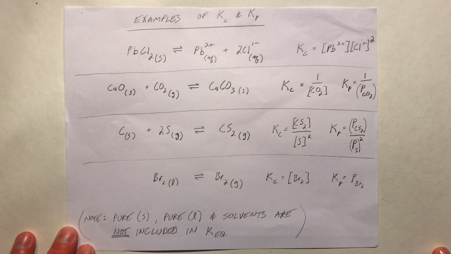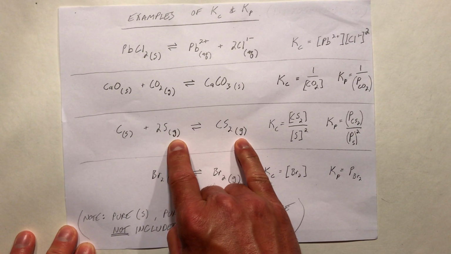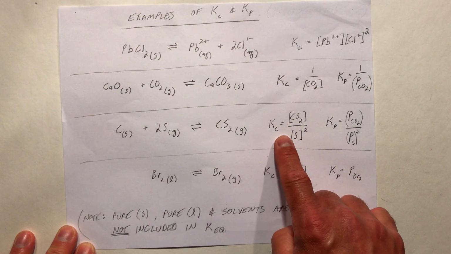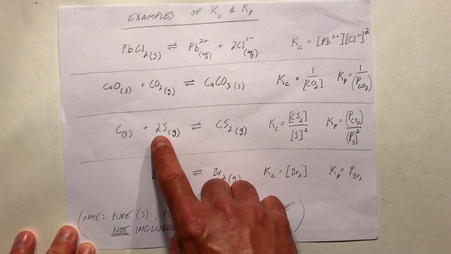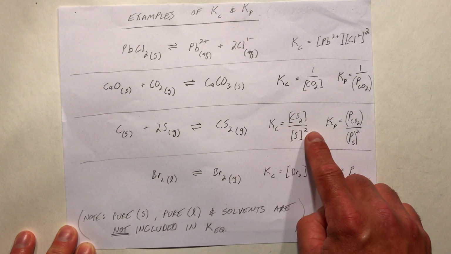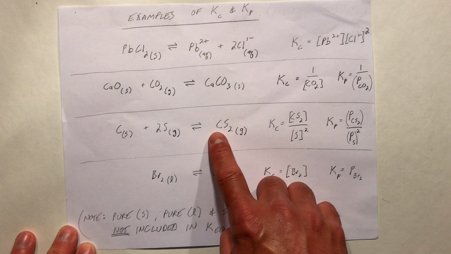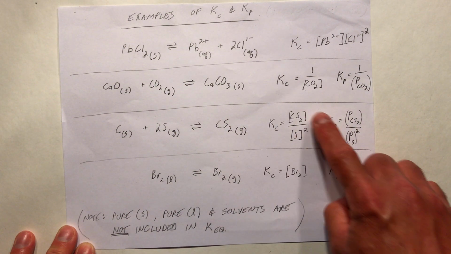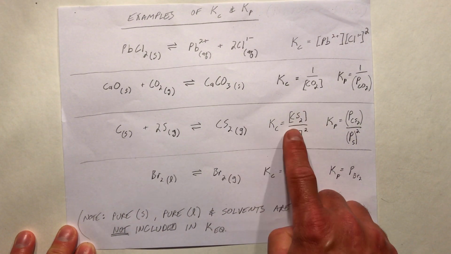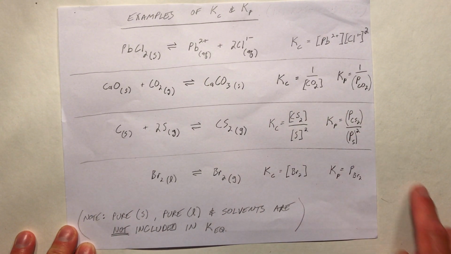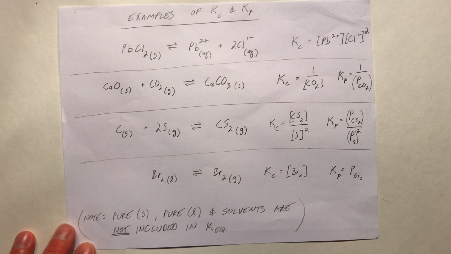Pressure with Kp. Notice we have a solid and a gas, so these 2 gases would be in the KEQ expression. Here it is with concentrations, and here it is with pressures. Notice that because we have a 2 coefficient for the S, it's the concentration squared for S, and the partial pressure of S squared as well. Since we have a 1 coefficient for CS2, it's a 1 coefficient with both concentration and pressure in the numerator. Expressed with concentrations and expressed with pressures, we omit solids or liquids or pure solvents.